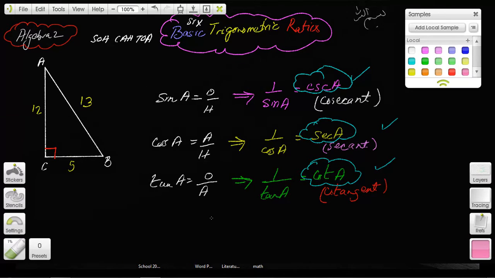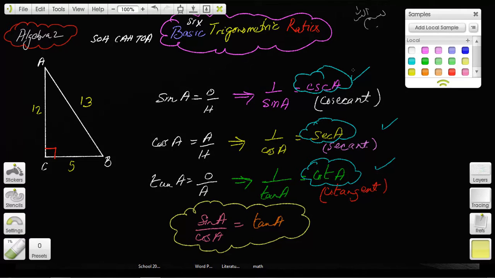Okay, and I also suggested the sine of an angle divided by cosine of an angle equals tangent of that angle. That is a property worth remembering because it comes handy quite often. We shall elaborate on this next time.